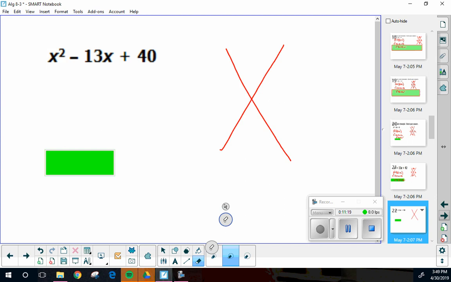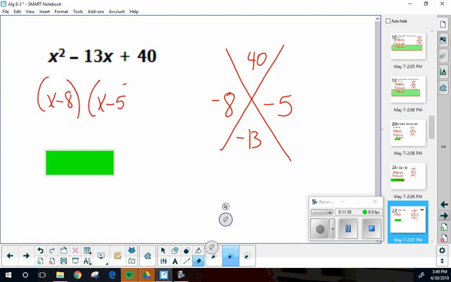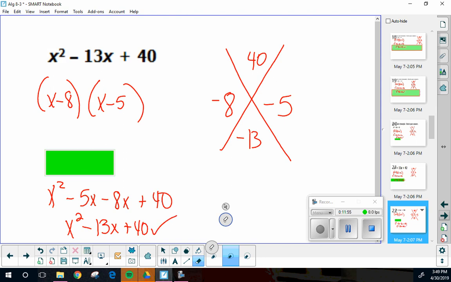And the next one has a negative 13x in the center, but it really just doesn't affect our math. We put a 40 at the top, negative 13 at the bottom. So this would be negative 8. This would be negative 5. Negative 8 times negative 5 is 40. Negative 8 plus negative 5 is negative 13. And so our answer to this factorization is x minus 8, x minus 5. To check, x squared minus 5x minus 8x plus 40, x squared minus 13x plus 40. Check, we got the correct answer.